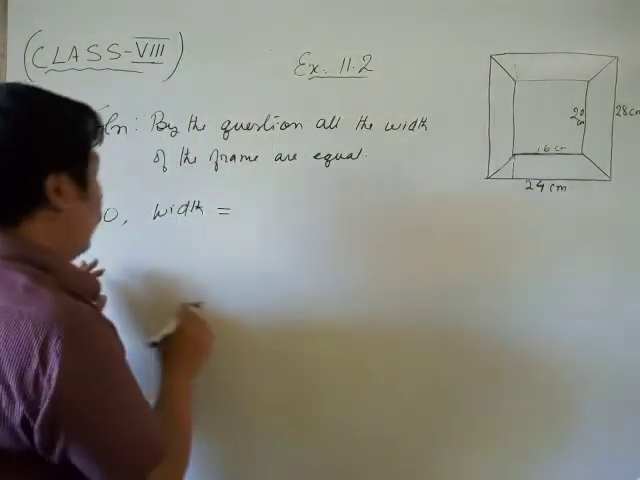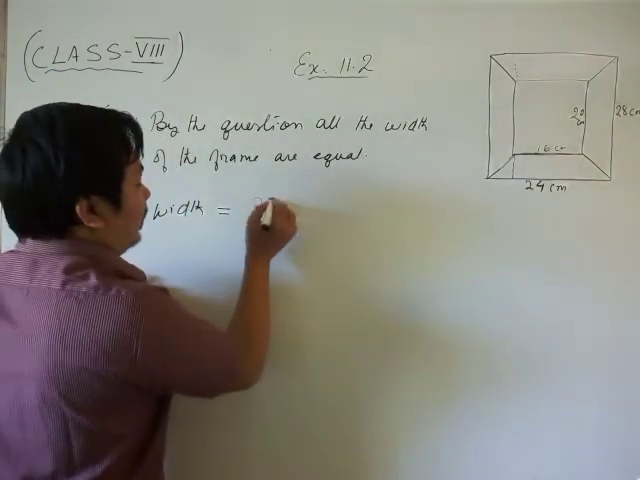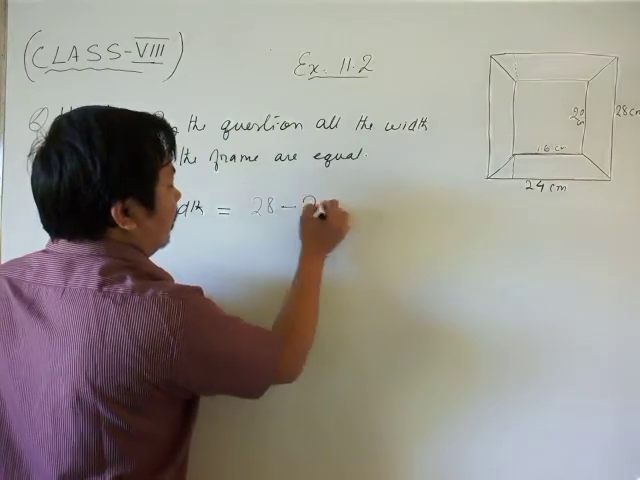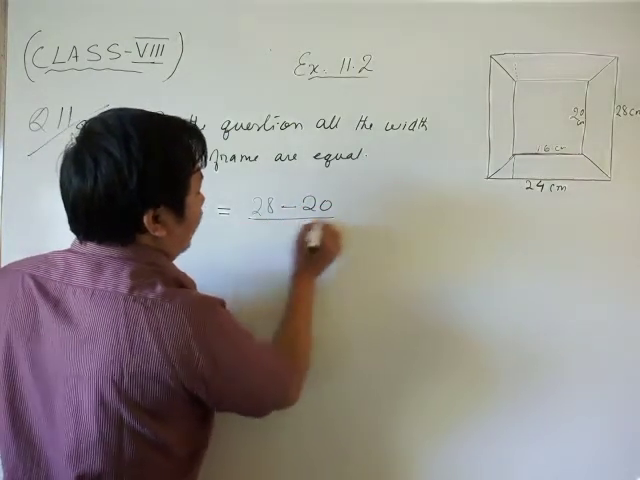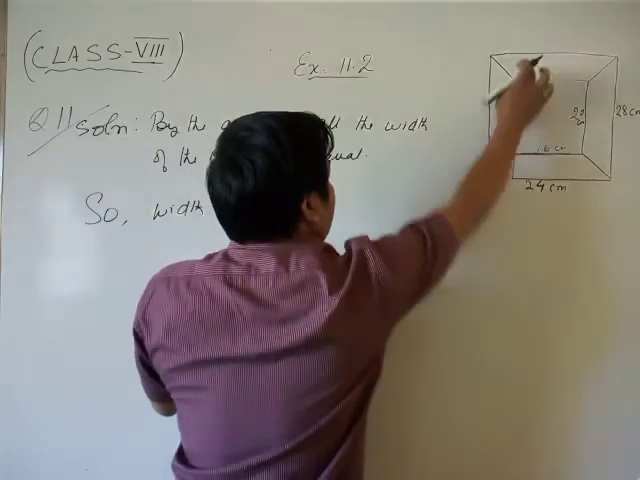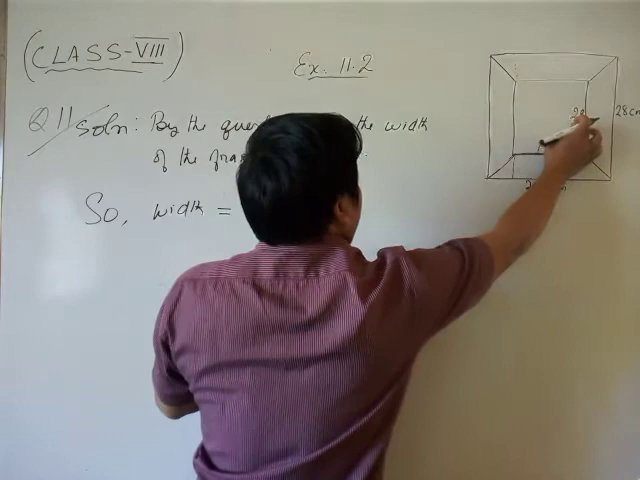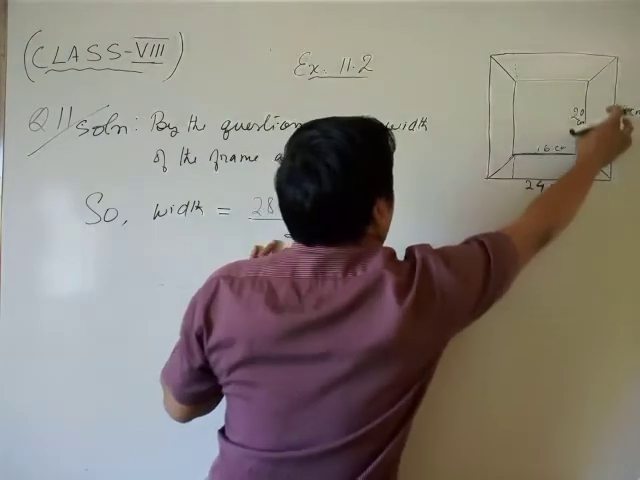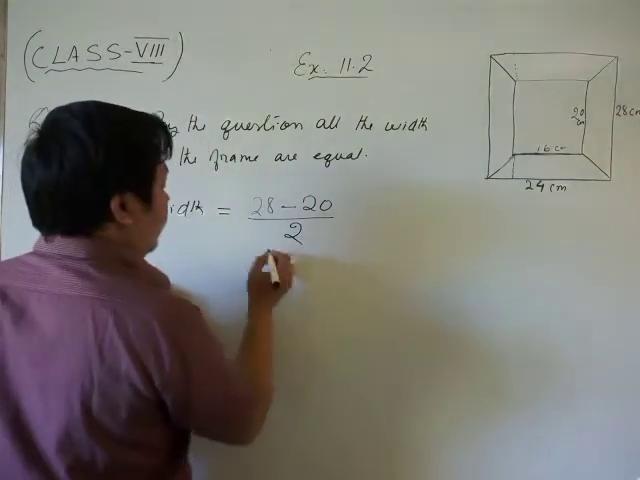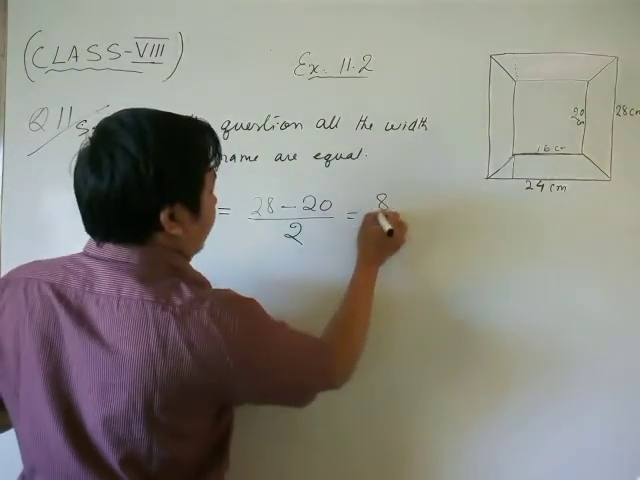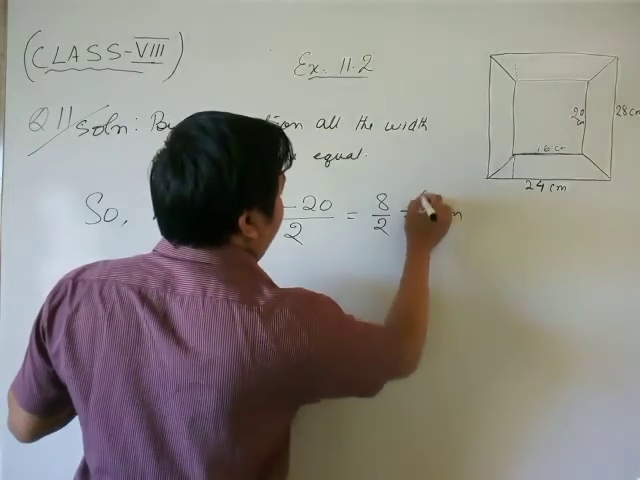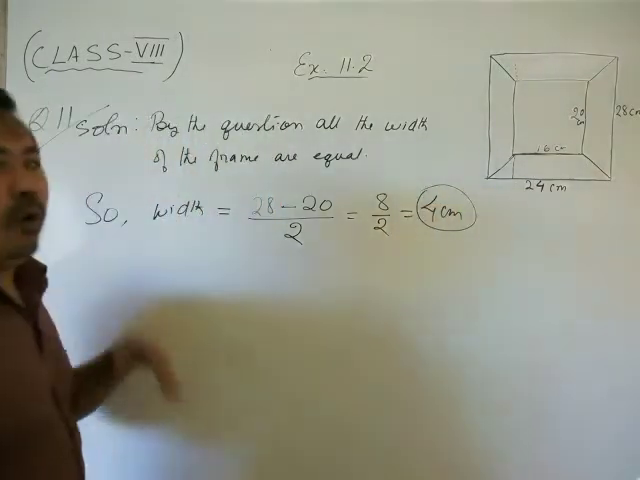Okay. So how will you get the width? 28 centimeter minus 20 by 2. 2 widths because same width, isn't it? So this part we will apply from this side. Okay. Then how much are we getting here? We are getting here 8 by 2. That is 4 centimeter. So 4 centimeter is the width of all the frame.